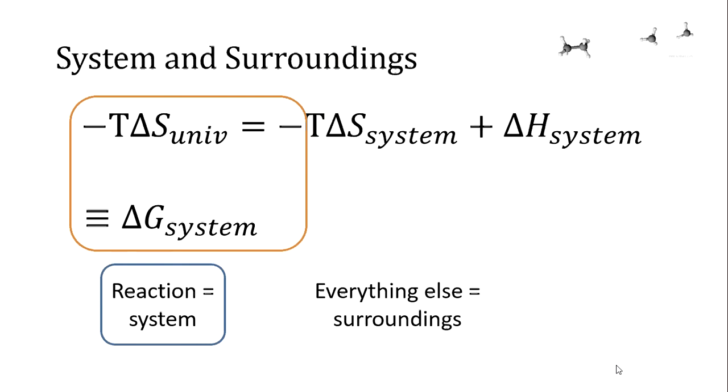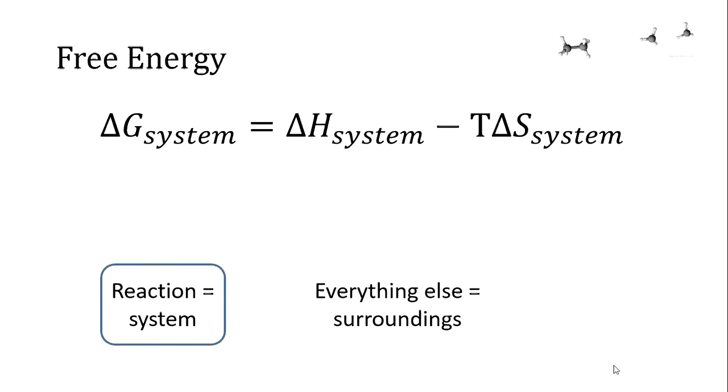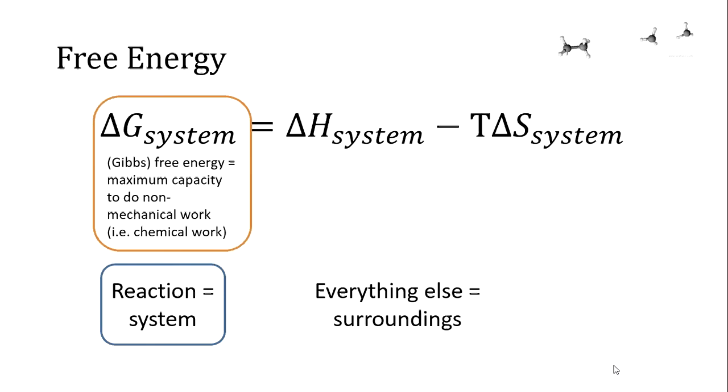So now we have framed the entire entropy change of the universe in terms of the system. So now we have an equation entirely in terms of the system. The free energy change of the system is equal to the enthalpy change of the system minus the temperature times the entropy change of the system. And as a reminder from general chemistry, free energy is equal to the maximum capacity to do non-mechanical work, which we'll interpret as chemical work, the forming and breaking of chemical bonds.